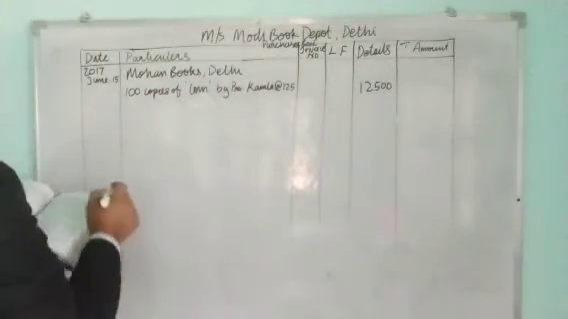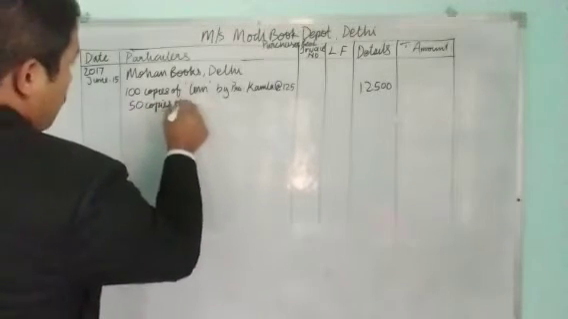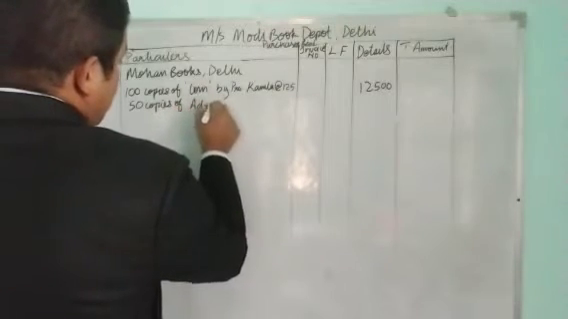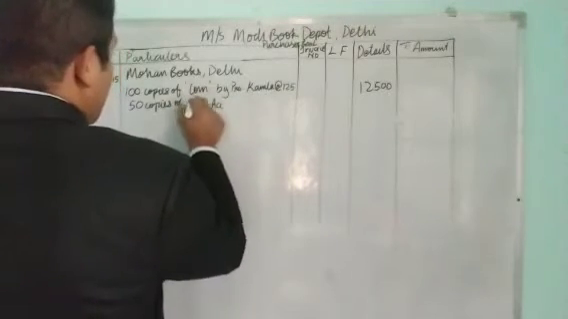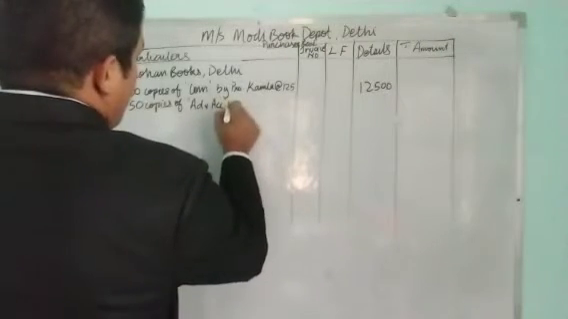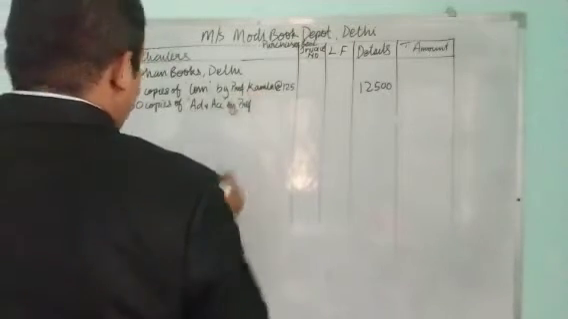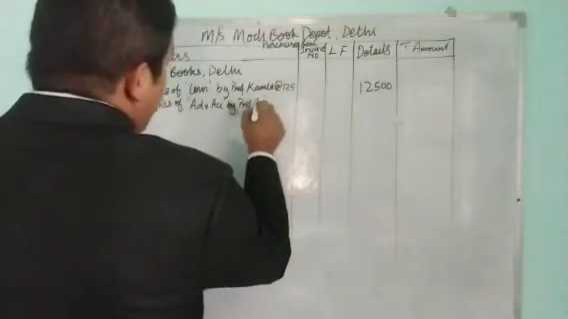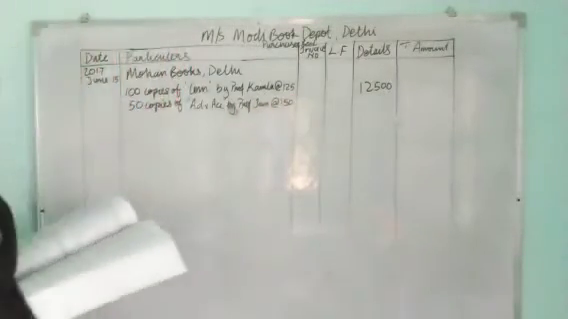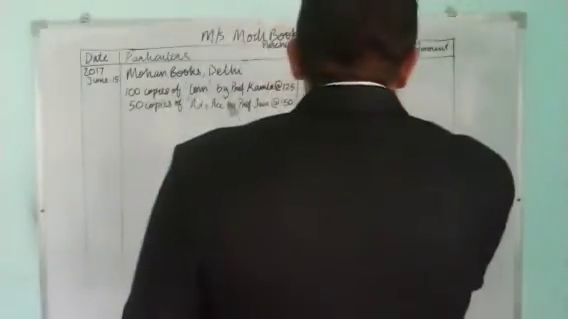Then next we have purchased 50 copies of Advanced Accounts by Professor Jain at the rate of 150. Okay, so this amount will be 7,500.